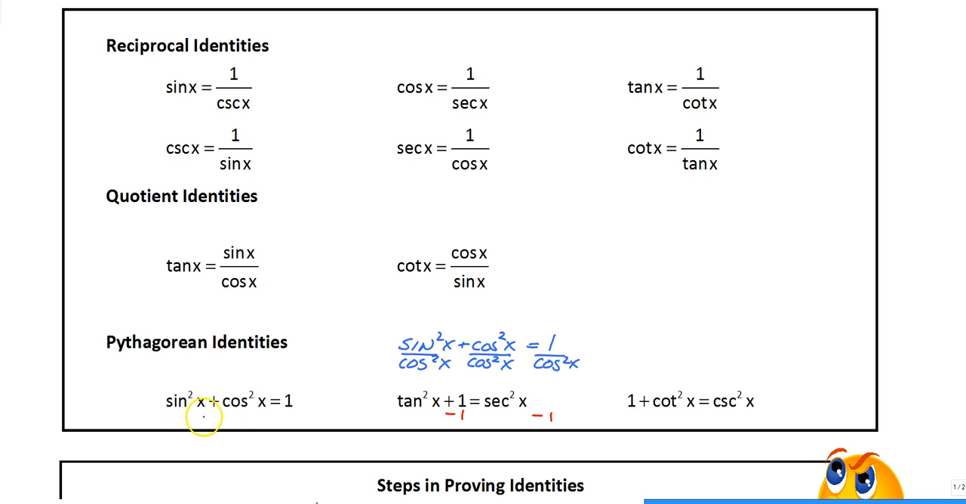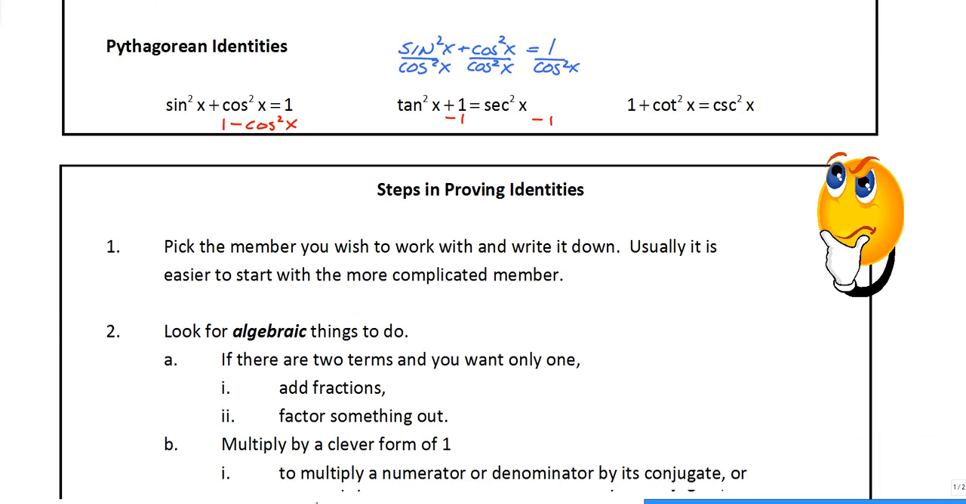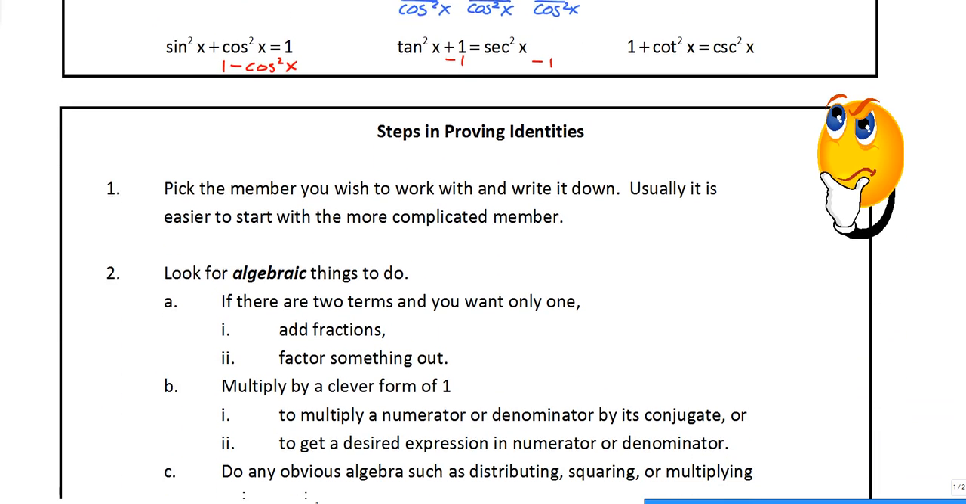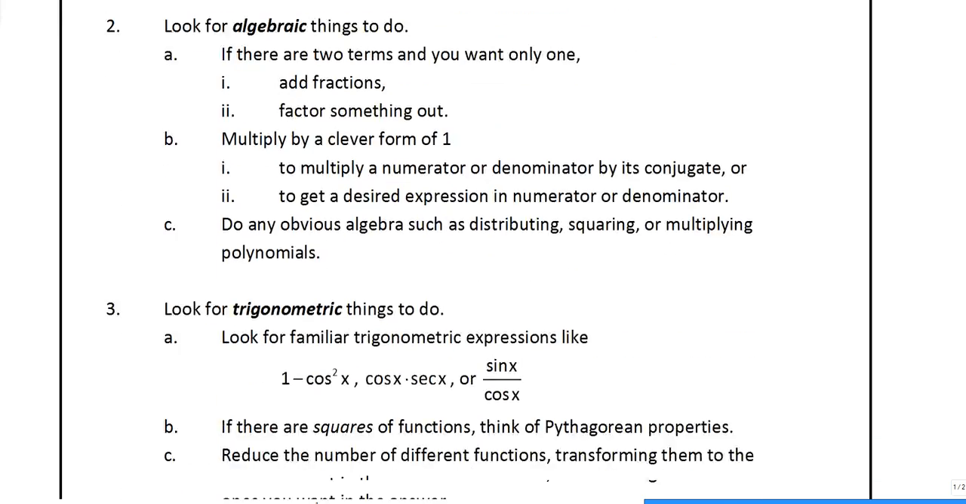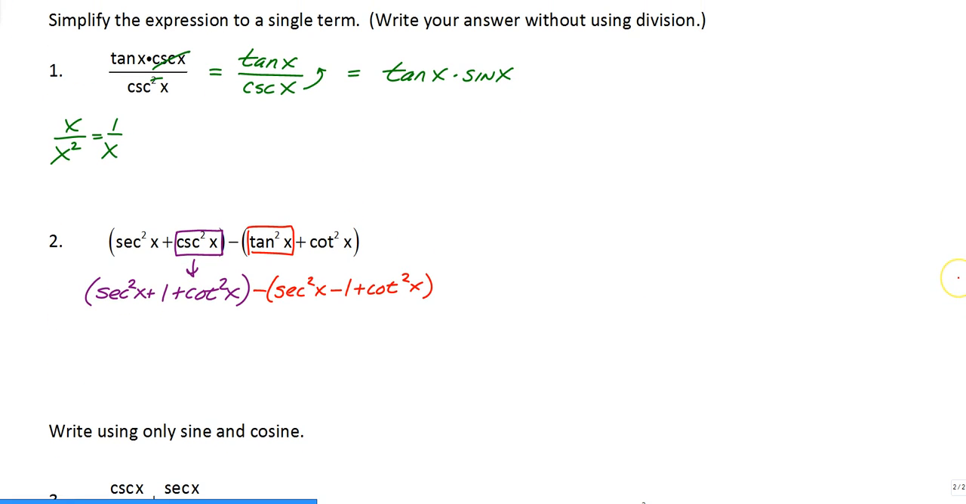Sine squared could also equal 1 minus cosine squared x. Okay, so we'll be referring to this when needed, but each one has 3 technical steps. We could also say cosine squared is equal to 1 minus sine squared. So you have to be able to be flexible with the Pythagorean identities.